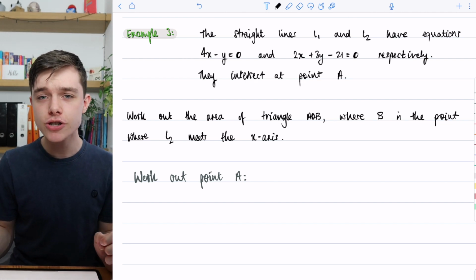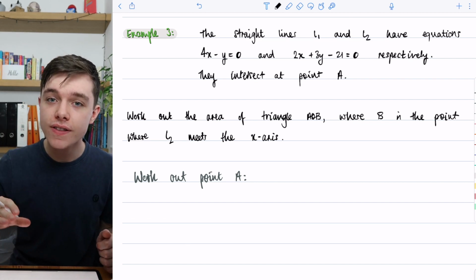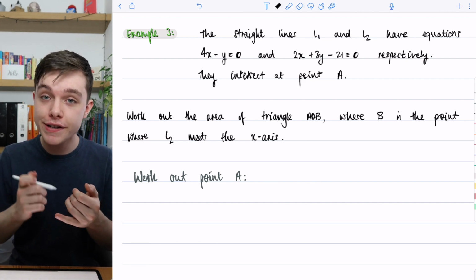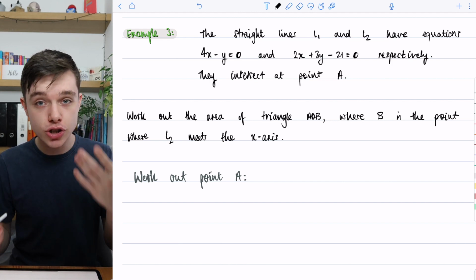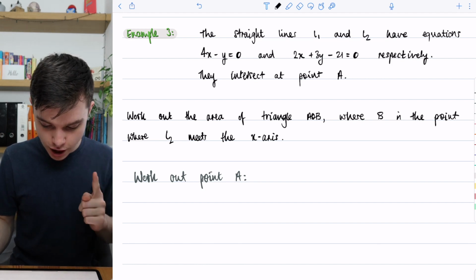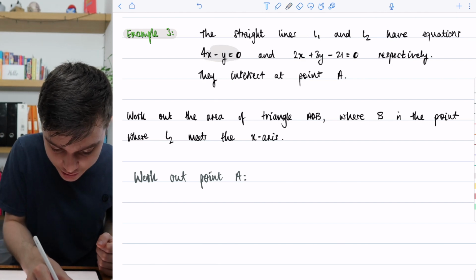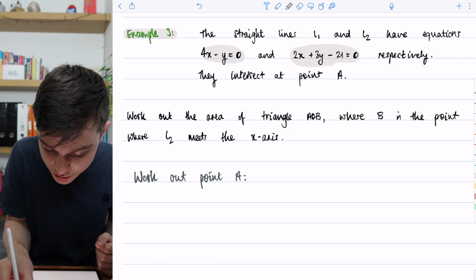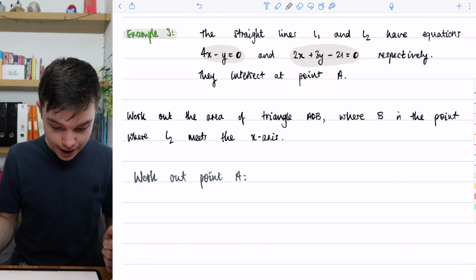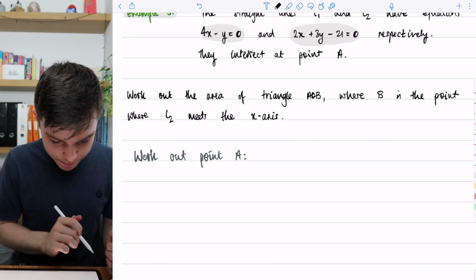The first thing I'm going to do is ignore that we've been asked to work out the area of the triangle. We'll get onto that at the end of the question. To be able to do that, I'm going to need the coordinates of A and B. And the more questions you do like this, the more you'll realise we need coordinates to help us. We know point A is the intersection of these two lines, so I'm going to solve those two simultaneously, and first work out point A.